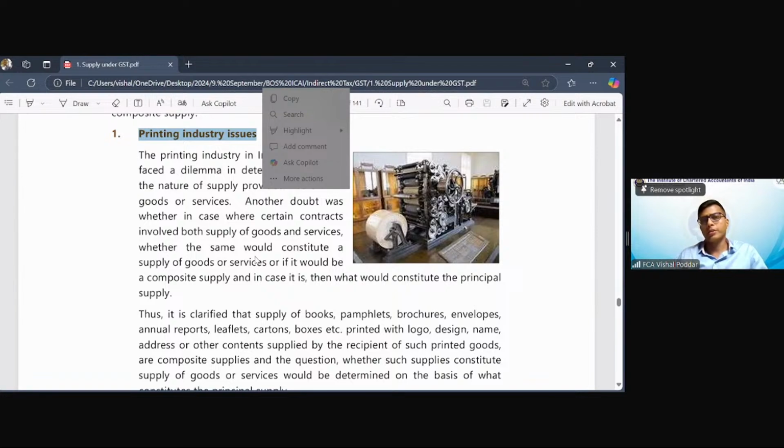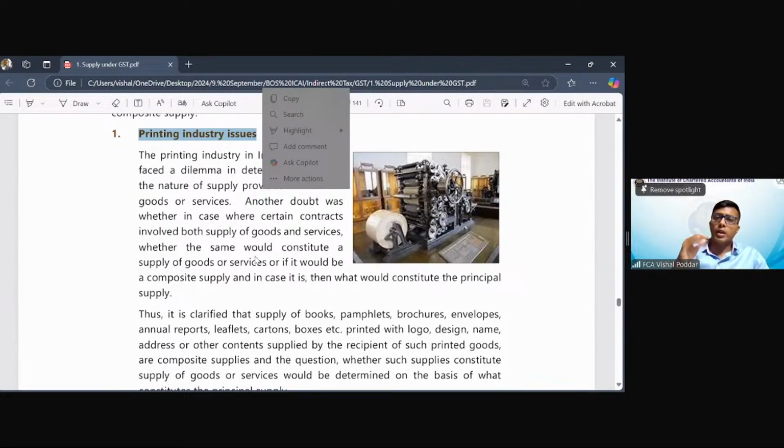Now in this case, the question is, the printer has used goods also. Within goods, it has used different goods like paper, ink, solution, chemical. Plus, he has used the service of doing the printing using his printing machine and all the gadgets. Now the question is, how do we classify this? First issue.